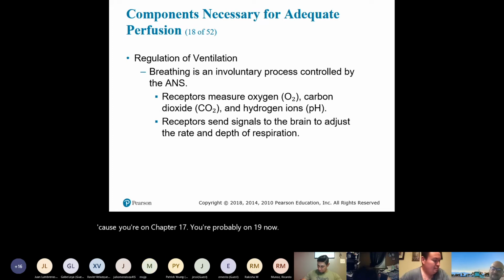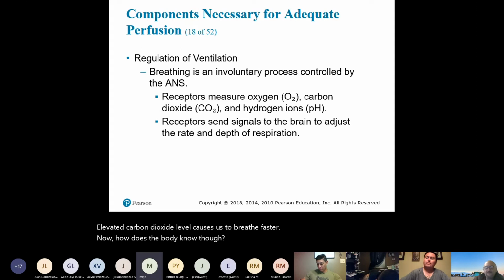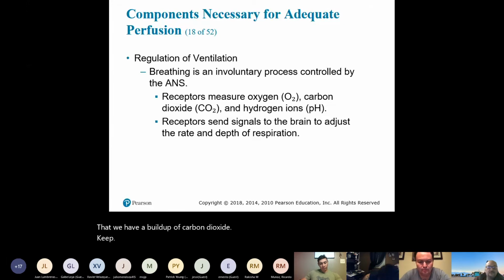Carbonic drive. Elevated carbon dioxide level causes us to breathe faster. Now, how does the body know, though, that we have a buildup of carbon dioxide? Chemoreceptors. Is that you, Jesus? Yes, sir. All right, good job.